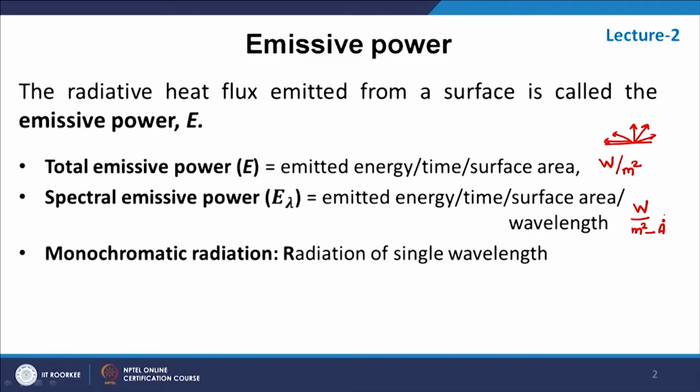Sometimes we will be using microns, sometimes angstrom, but mostly in the heat transfer community angstrom is the usual unit for wavelength. So, the total energy in a spectral wavelength lambda will be watt per meter square per angstrom. This is monochromatic radiation, and we call it monochromatic radiation.